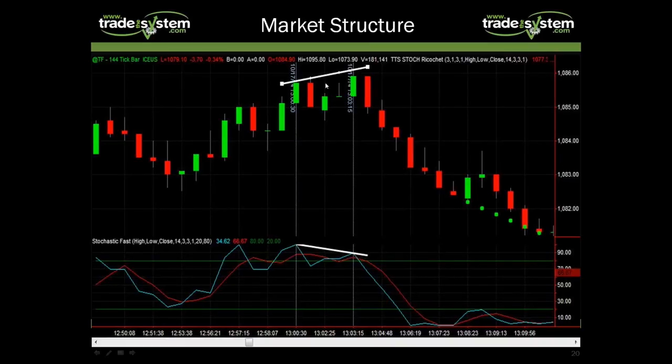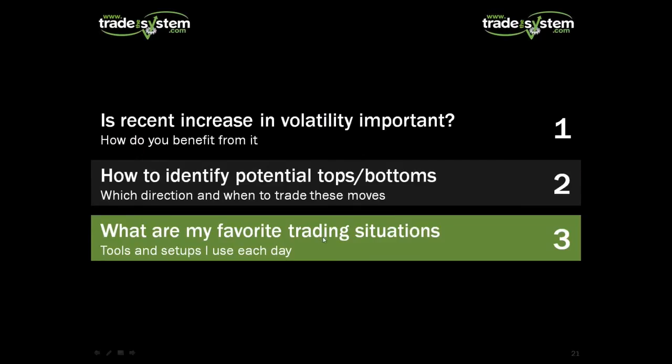So I'm going to show you different time frames, different contracts, but look for this pattern in everything that I'm going to show you right here, and I'll sum it up with my favorite trading setups and situations right here. Now I can't go into every single little detail of all these trade setups, but I will show you that this price pattern is prevalent more often than not.